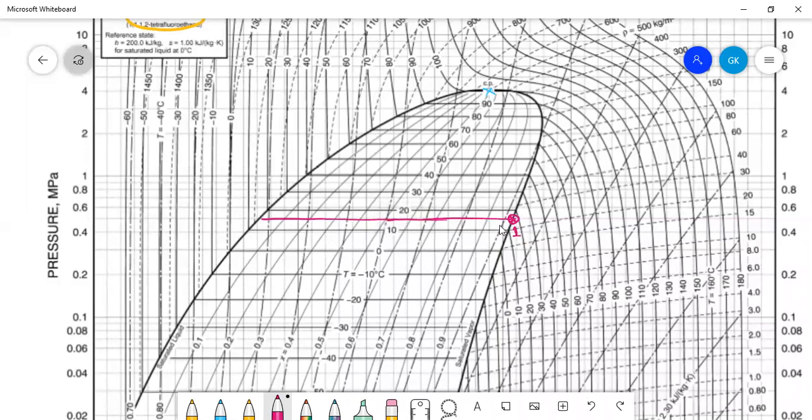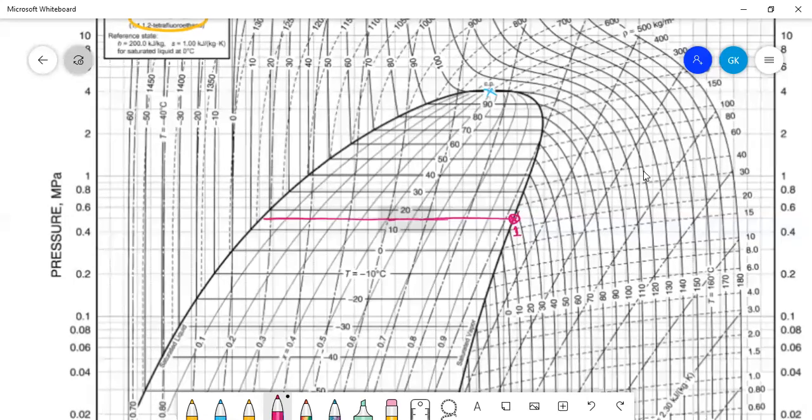After the evaporator, the refrigerant will enter into the compressor. We know that compression is an isentropic process, so follow the constant entropy line. But up to what temperature? There is one more point here.